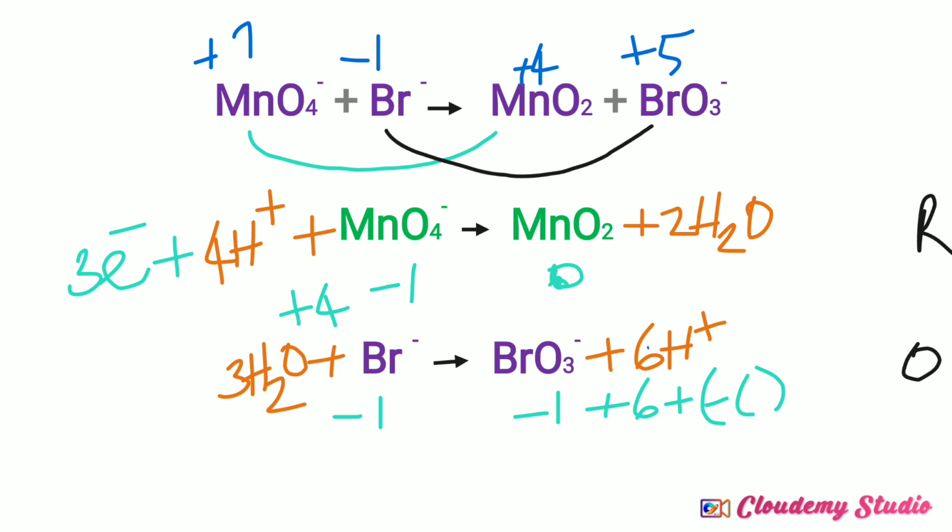Minus 6 is required. If minus 6 is added, then this minus 6 and plus 6 will be cancelled. Then on both sides the charges will be minus 1, that is equal. So we need minus 6 on the right hand side. That is 6 electrons we are adding on the right hand side.